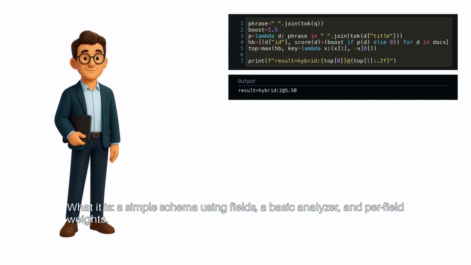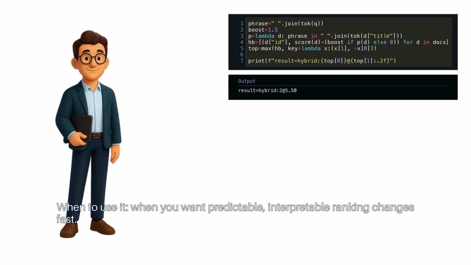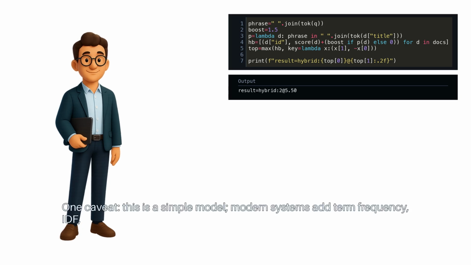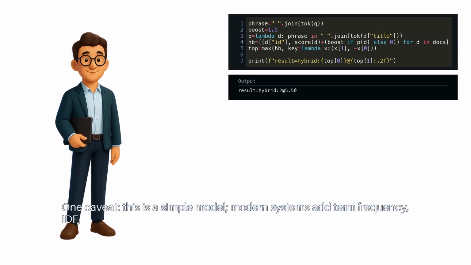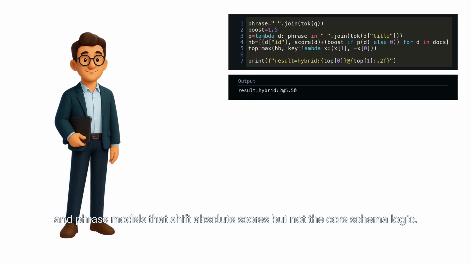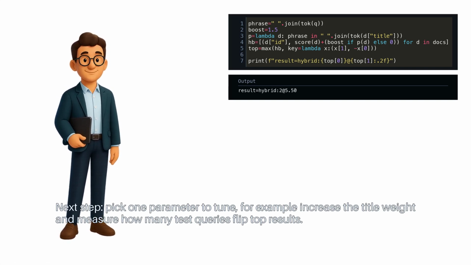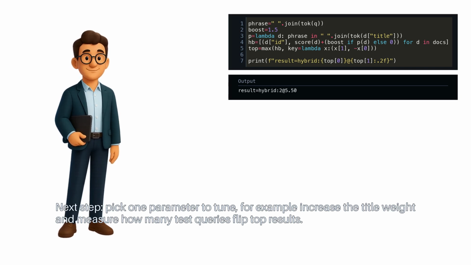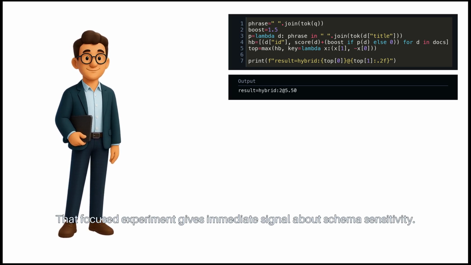Quick recap. What it is: a simple schema using fields, a basic analyzer, and per field weights. When to use it: when you want predictable, interpretable ranking changes fast. One caveat: this is a simple model. Modern systems add term frequency, IDF, and phrase models that shift absolute scores but not the core schema logic. Next step: pick one parameter to tune. For example, increase the title weight and measure how many test queries flip top results. That focused experiment gives immediate signal about schema sensitivity.